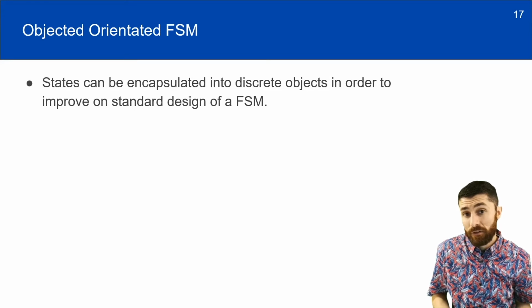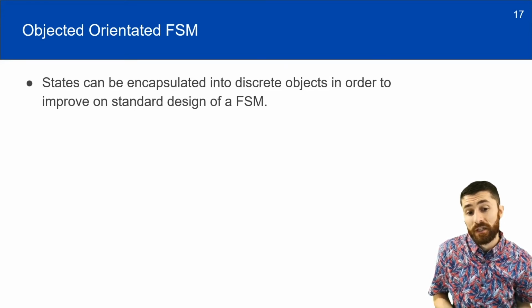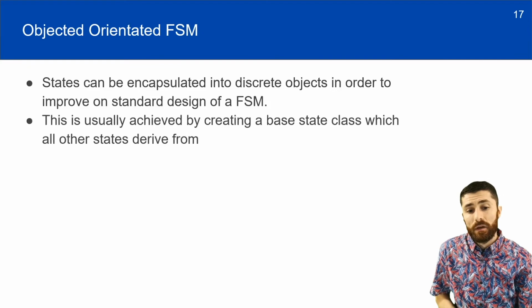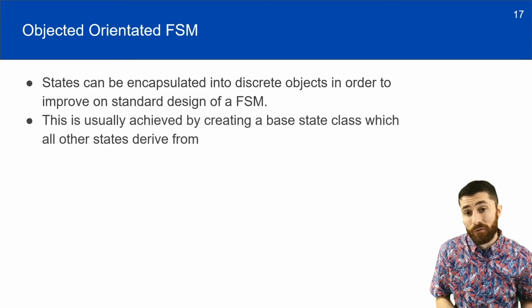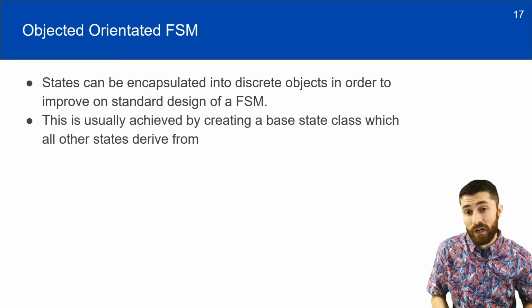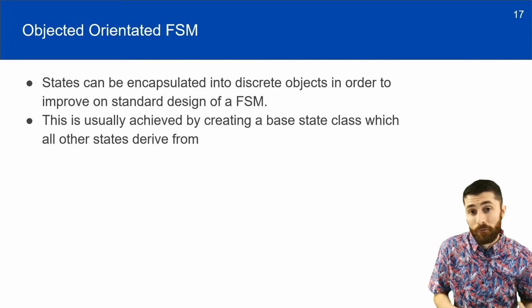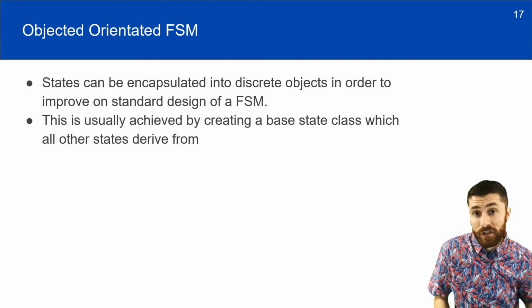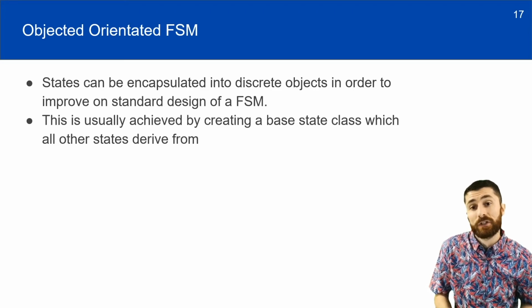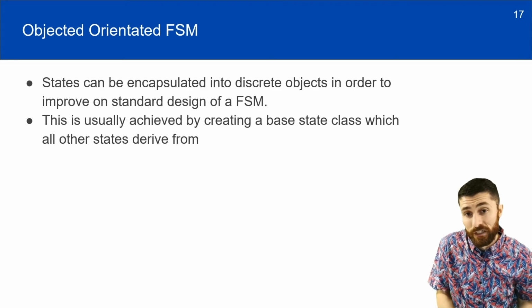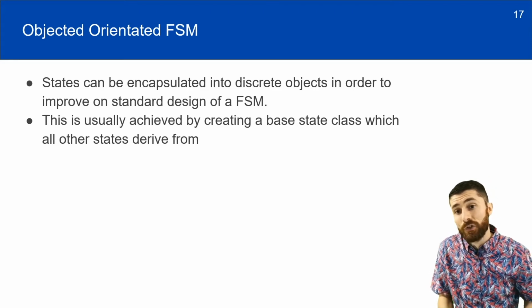In object-oriented finite state machines, the states can be encapsulated into discrete objects, classes, in order to improve on the standard design of the finite state machine. This is usually achieved by creating a base class, which all other states derive from. And you can probably see where I'm going with this: if you have a base class and deriving from these states, that means all that functionality you have in that state can be inherited later down the line, and therefore you don't need to keep implementing every single transition or state or feature of that state. You can just inherit from it and use what you need.